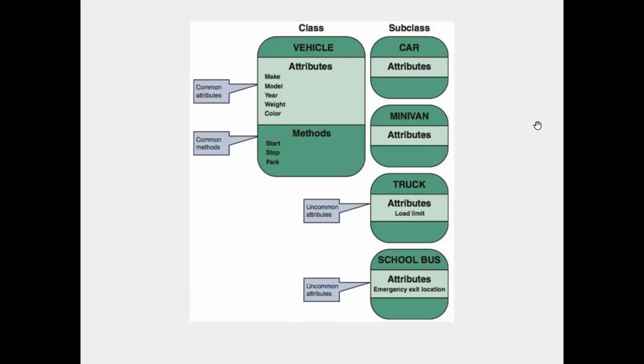For example, one thing we looked at last time is you can have a vehicle class, and then you can create several subclasses. In this particular example, you will see car, minivan, truck, and school bus are defined as subclasses. All the common attributes and the common methods are available for the subclasses you define or derive from the class here. And then there can be very specific attributes or methods, which we call uncommon attributes in this particular case.